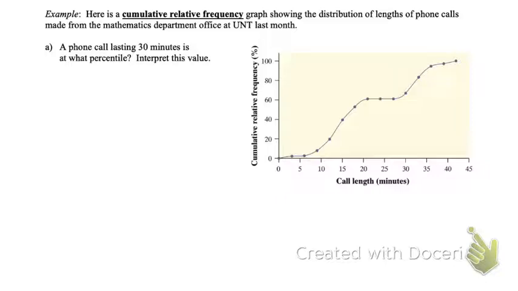All right, a phone call lasting 30 minutes is at what percentile? How are you going to do that? You're going to draw a line. Yep, we're going to basically go to the graph, look at 30 minutes, go up to the graph, and then go over to my y-axis and, ish. 65. 65-ish? Do we agree with Danny?